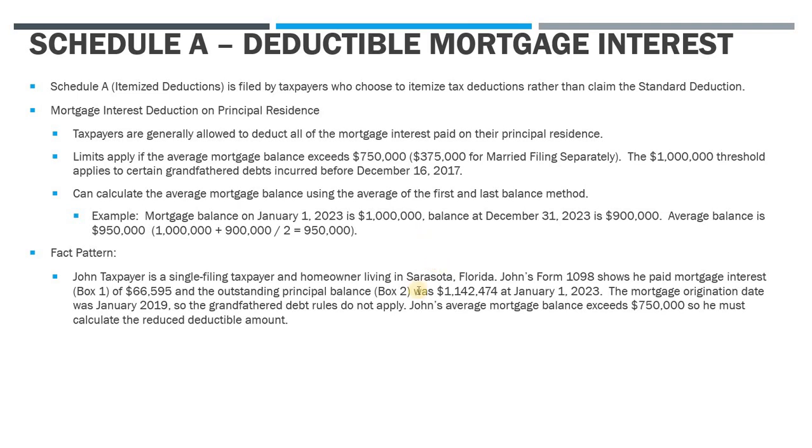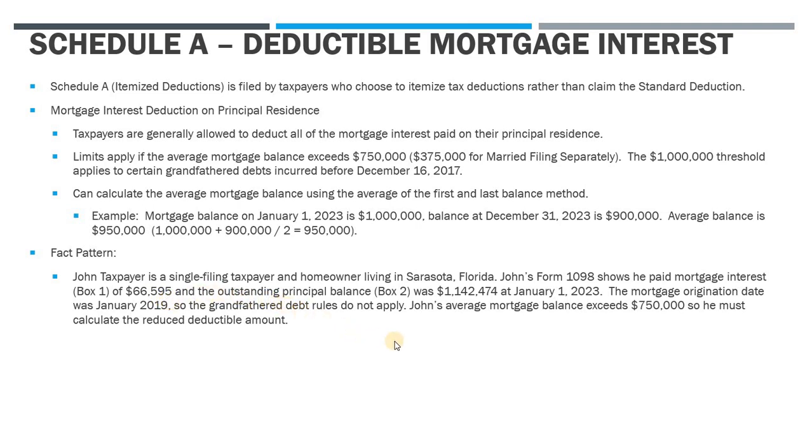But in this case, we're going to look at an example where he had a mortgage set up in Jan 2019. Now, the easiest way to calculate the average mortgage balance is using the first and last balance method. So it's one of a couple. Basically, you just take the mortgage balance at the start of the year, the end of the year, and then divide by 2, and that's your average, right? So it's pretty straightforward.